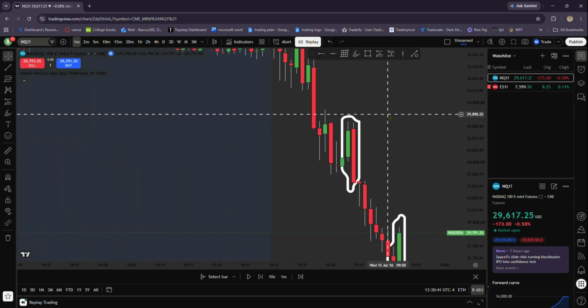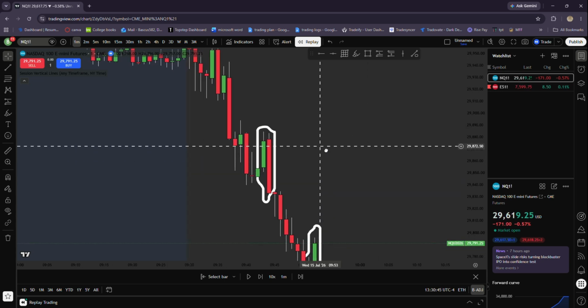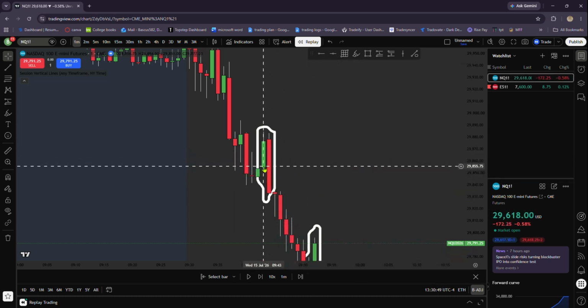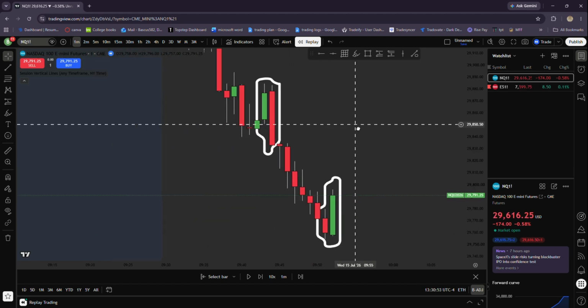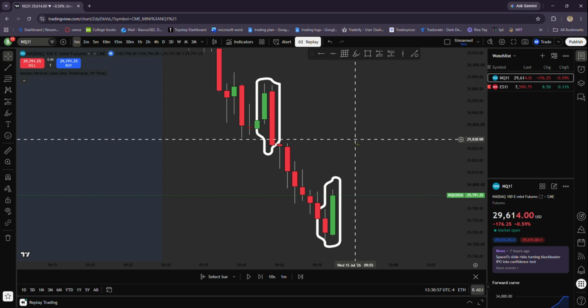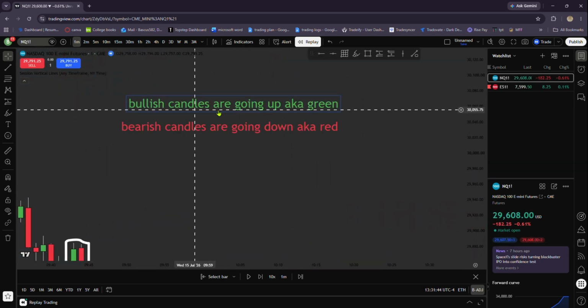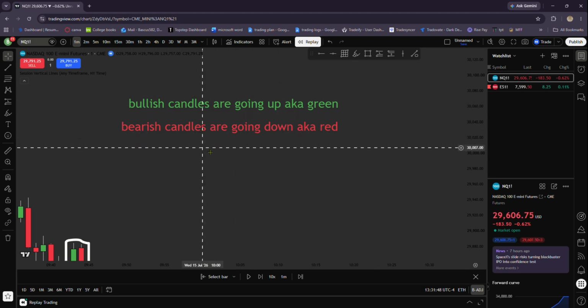Assuming your chart is like mine and you have the green candles as the bullish candles and the red candles as the bearish candles, which just means that bullish means we're going up, bearish means we're going down. Okay? Or at least bullish means that it's a green candle, bearish means that it's red. Okay, I'll actually type that out for you guys. So simplifying it like this, bullish candles are going up and they're usually green. Bearish candles are going down and they're red.